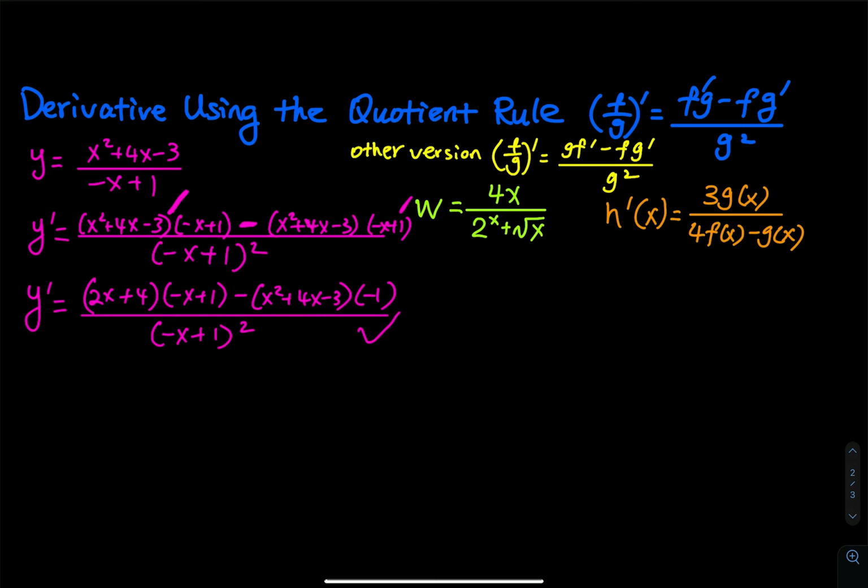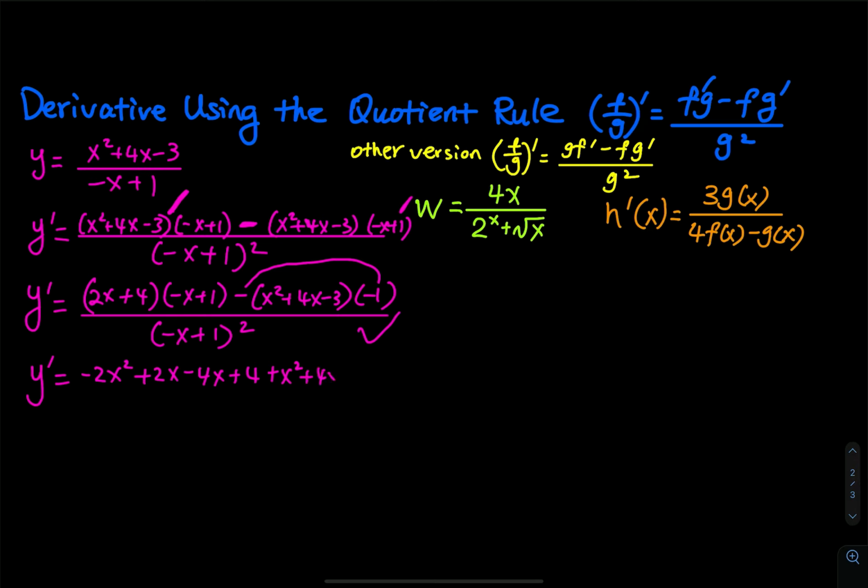Okay, 2x plus 4 times negative x plus 1, so you will end up with 4 terms. 2x times negative x, that is negative 2x squared, and then plus 2x. 4 times negative x, that is minus 4x, and then plus 4. You have a minus 1, and then this minus sign, so that minus sign becomes a plus. Then you have a plus x squared plus 4x, just a 4x, and then minus 3.